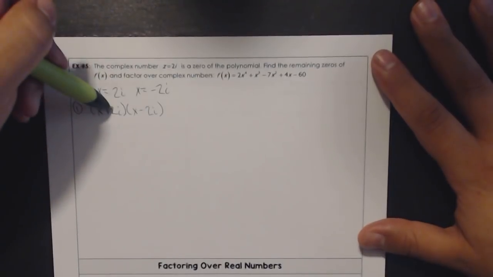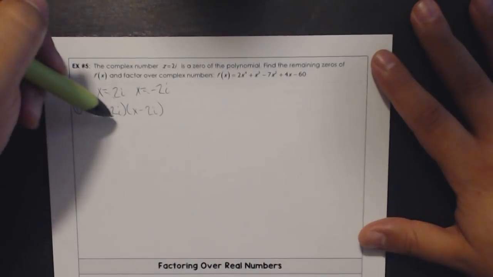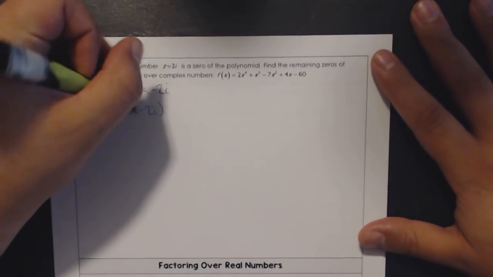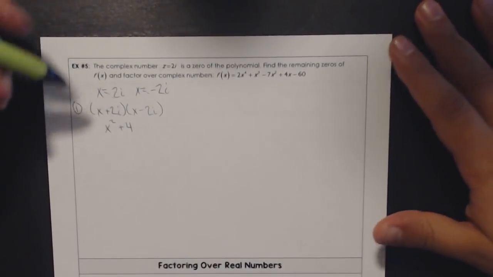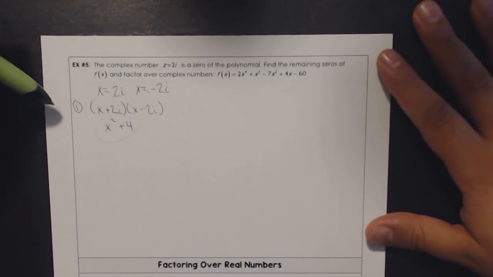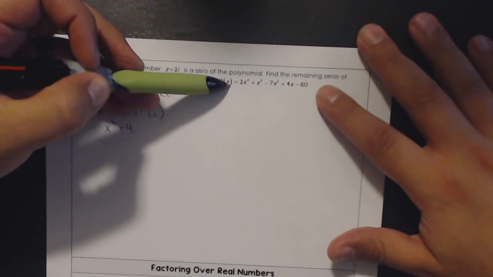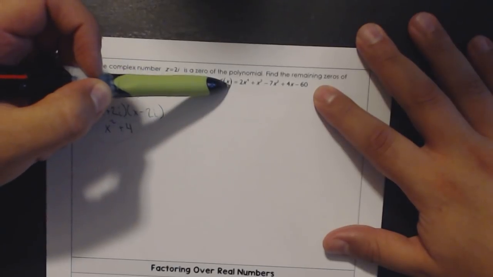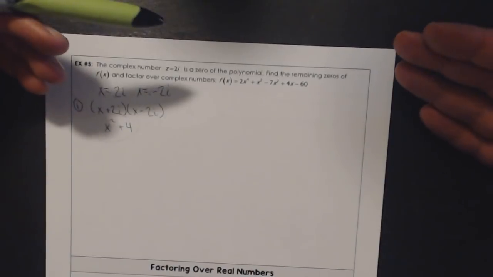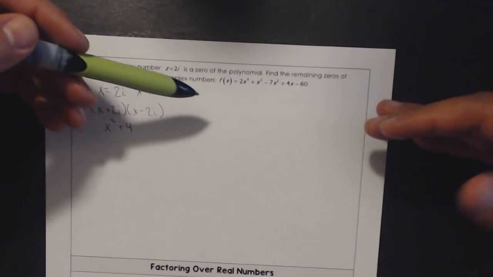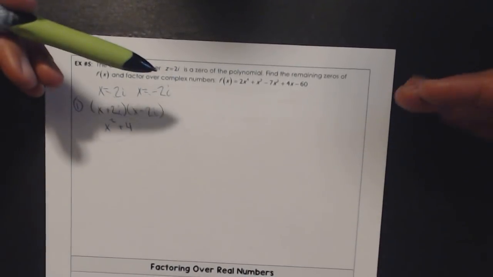This is just a difference of squares. Remember, complex conjugates are always difference of squares. If we want to FOIL it, we could, but this simplifies to be x squared plus 4. Since we know that this is part of the zeros, we can use x squared plus 4 and do long division with this function here, and we can find out what the quotient is. Using that quotient, we can factor it and find out what other factors are involved.